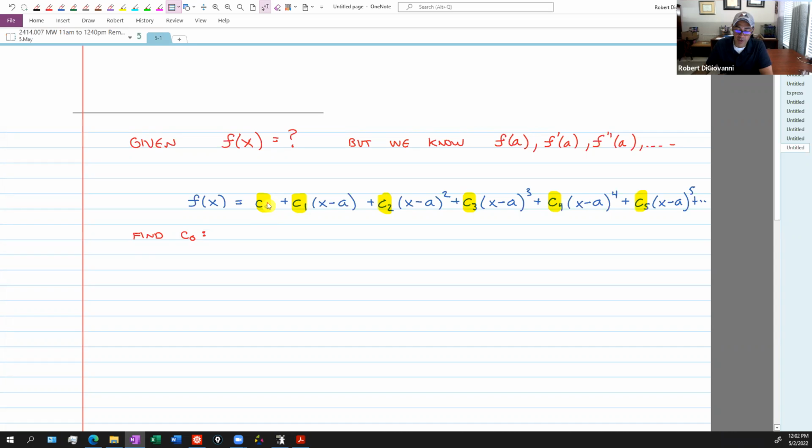Well, one way I could get C sub zero is to just plug a into this. Do y'all see if I plug a into all of these, they go to zero, right? So if I plug a in for x into this function, you will get C sub zero. And do you know what f of a is? Well, I told you, you have to know that, right? You have to know what the function's value is at a. So C sub zero, that first constant, will just be the function evaluated at a. Now we've got C sub zero.